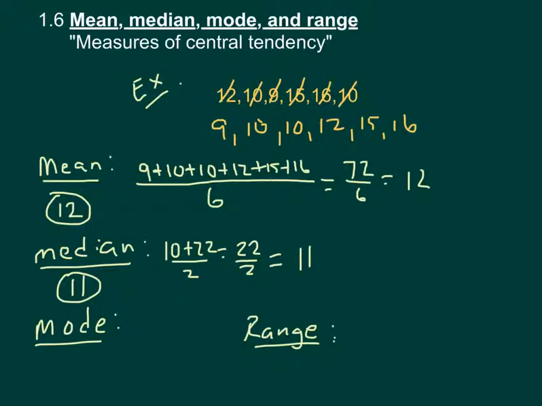And then the mode. Which of these numbers occurs most often? I see I have two 10s right here and here. No other number occurs twice or more than twice, so I can say that my mode is 10.